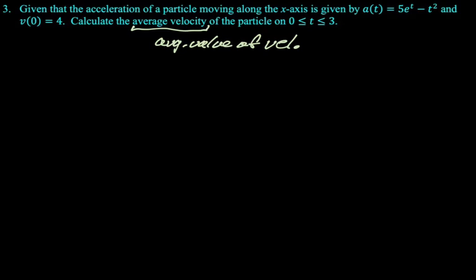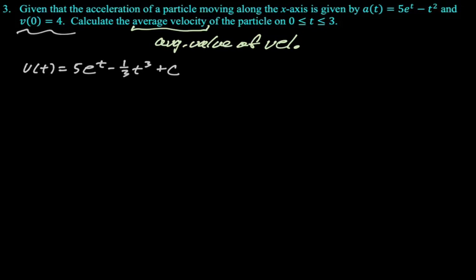So step 1 is going to be to find that. So I'm just going to integrate this thing. The antiderivative of 5e to the t is 5e to the t, and then reverse the power rule for t squared, so minus 1/3 t cubed. Don't forget a plus c. How do we solve for c?